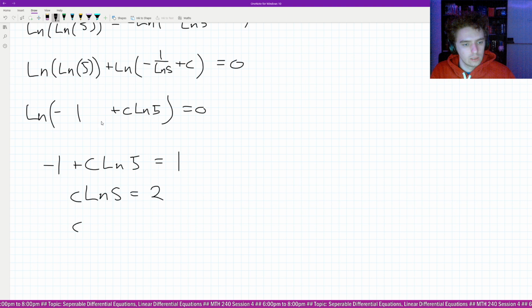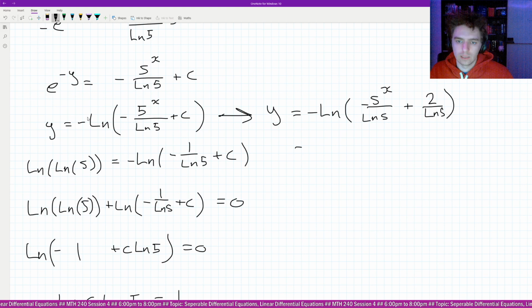So then we can take our function, which is here, and just put that value in for c. So y equals negative ln of negative 5 to the x over ln 5 plus 2 over ln 5, which you can combine into a single fraction, 2 minus 5 to the x over ln 5. And that is my answer.